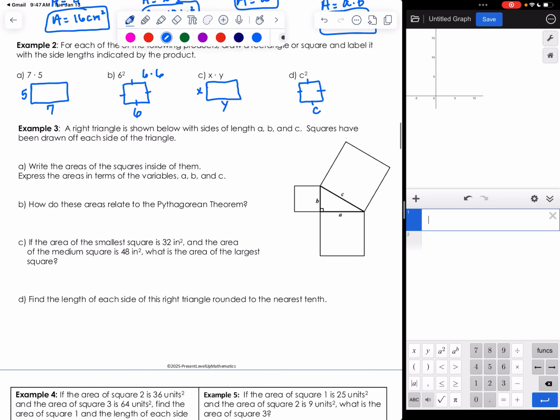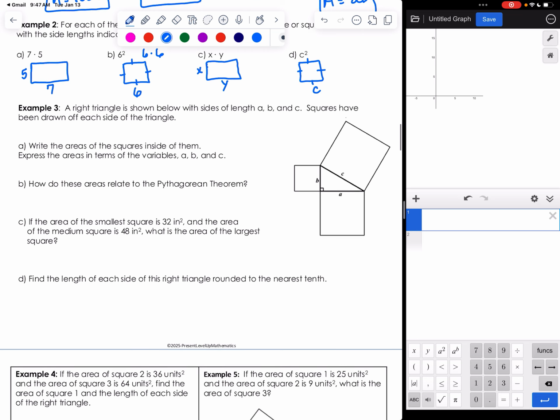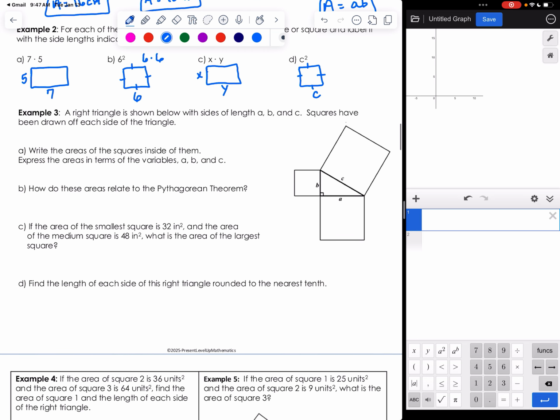In example 3, a right triangle is shown below with side lengths a, b, and c. Squares have been drawn off each side of the triangle. Now here's what that means. In our right triangle, one of our legs is labeled with a, and there's a square drawn off of that side where all the sides have a length of a.